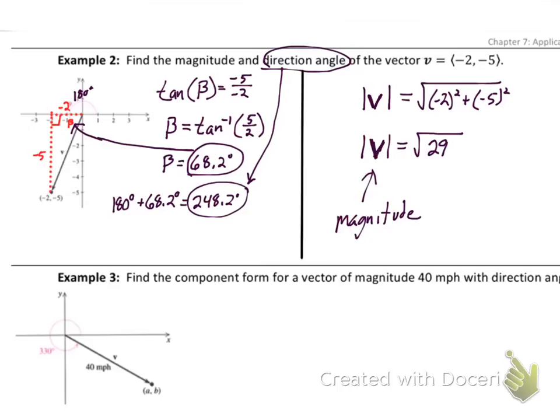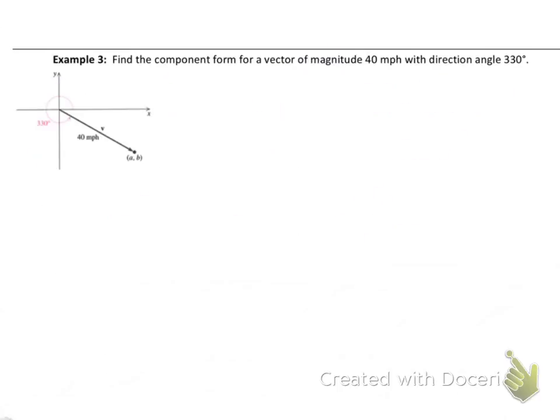All right, the very last problem we have, and we have enough time to do it, even though we had those technical difficulties, is find the component form of the vector of magnitude 40 miles per hour with directional angle 330 degrees. I'm looking for A, I'm looking for B. That's all they're asking for.